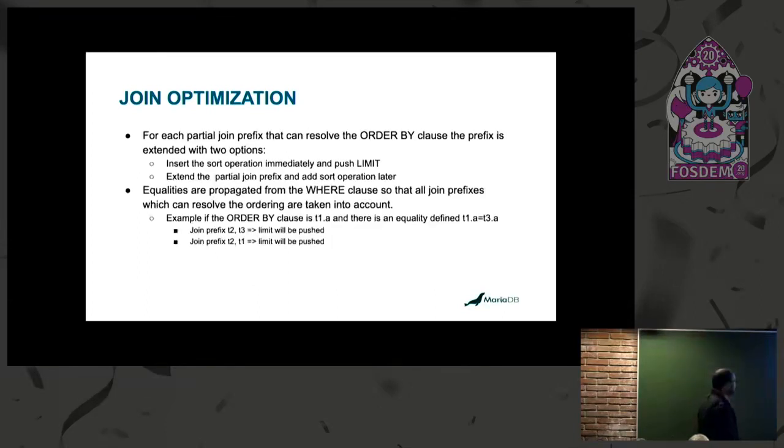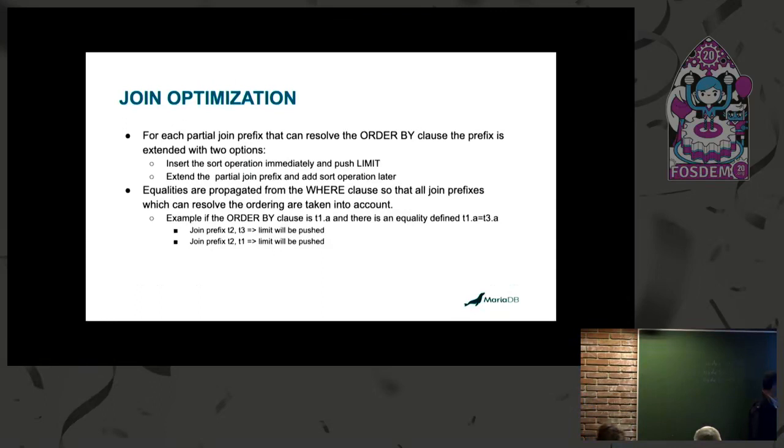Now this will be a bit technical. For each join prefix, you have two options. If that prefix can resolve the order by clause, you can either push the limit at that very instance, or you can extend the prefix by another table and then push the limit. Why do we do this? We want to consider all possible plans where we can push the limit.